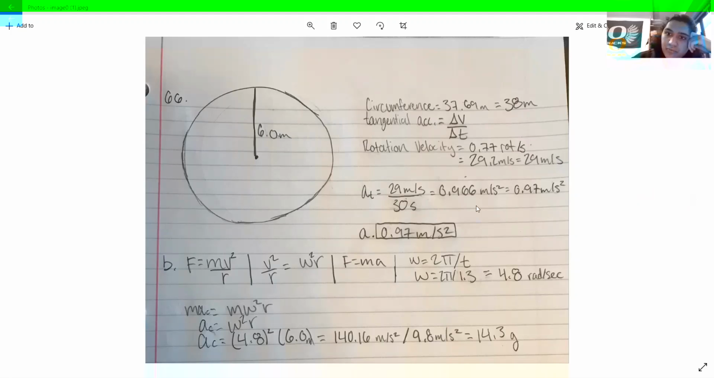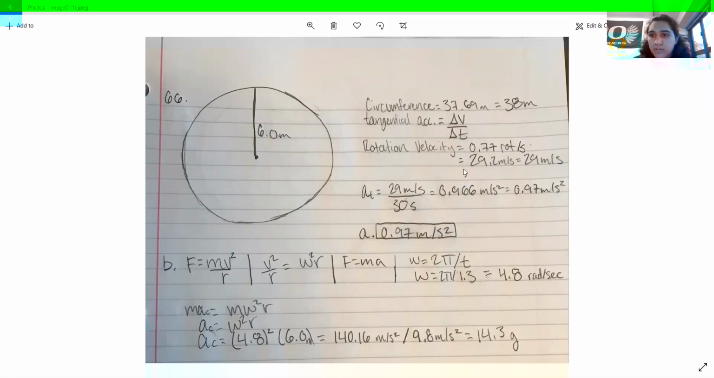So for part A, we're going to need the circumference of the circle of the centrifuge that it's creating. Obviously, the tangential acceleration is what we're looking for. So I have the equation of what it is. It's the change in the velocity over the change in time, which is all accelerations, but we can use that for tangential acceleration. We also are going to need the rotational velocity. And then from all of those, we can find the tangential acceleration.